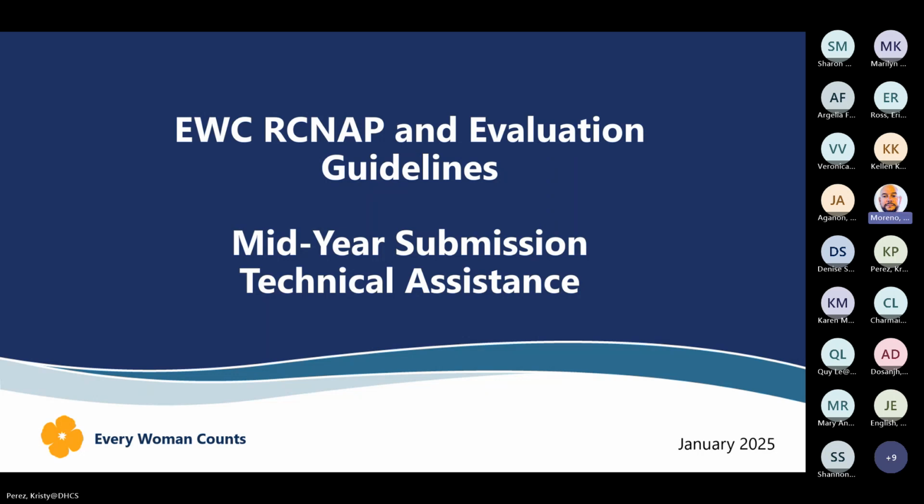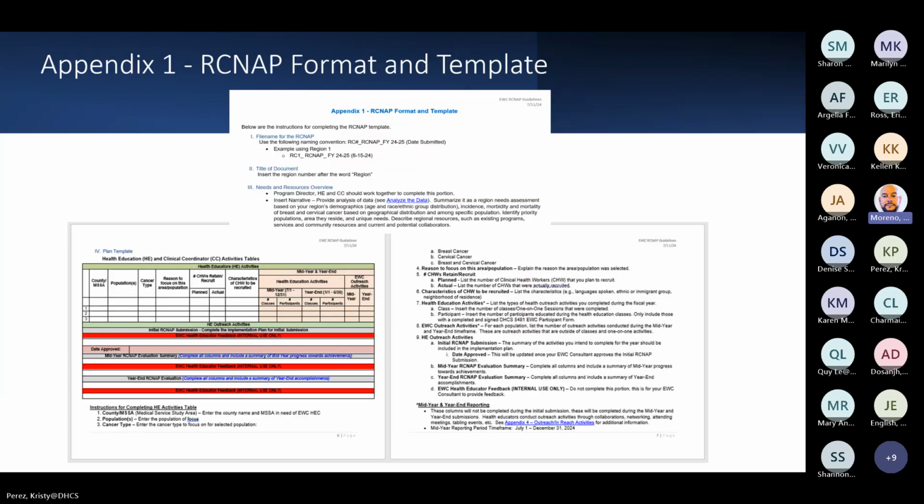RCNAP template, RCNAP format and template. For the health education team, this is the health education plan template, along with the activities table from Appendix 1, located in the RCNAP evaluation guidelines. You may recognize this template, as this is the same one you used to submit your initial plan back in July of 2024.